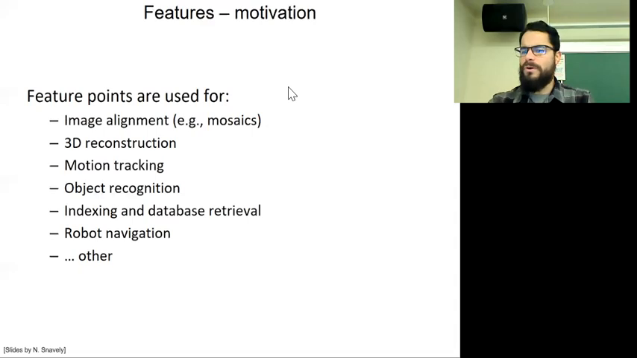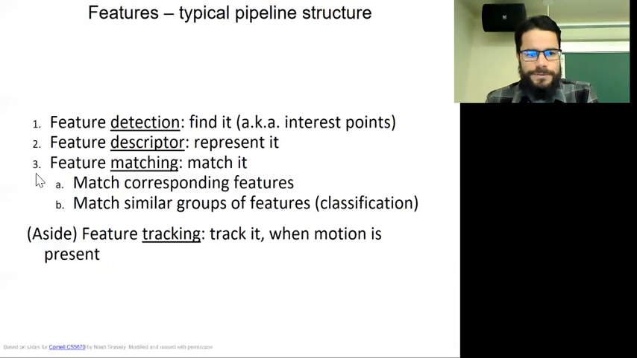Features are used for a number of things: image alignment, 3D reconstruction, motion tracking, object recognition, indexing and database retrieval, as I just illustrated, robot navigation, and others. So features are used for a lot of things. To classify the perceived quality of an image, you can calculate features. To see how well an image enhancement process worked, you calculate features before and after, and then compare the ratio. So features are all over the place. They're extremely important, of course.